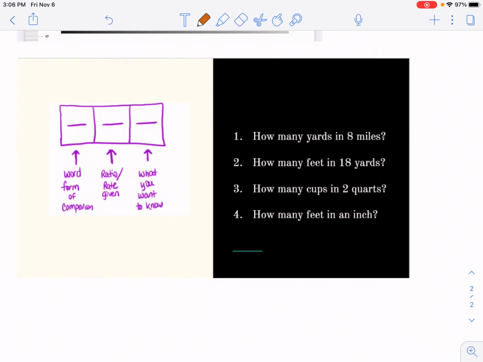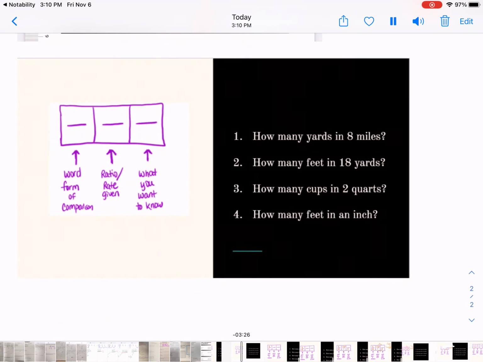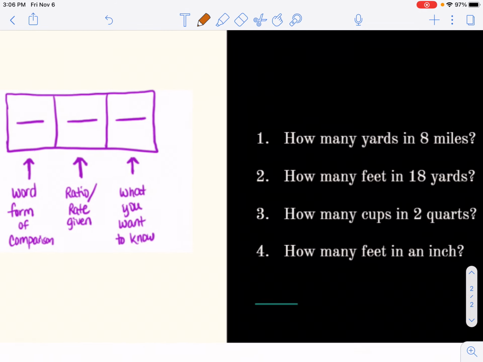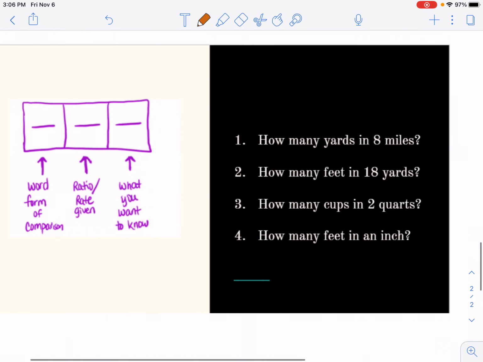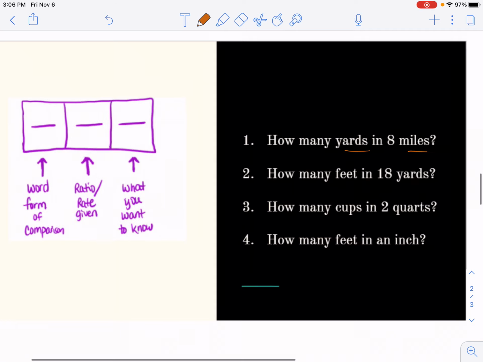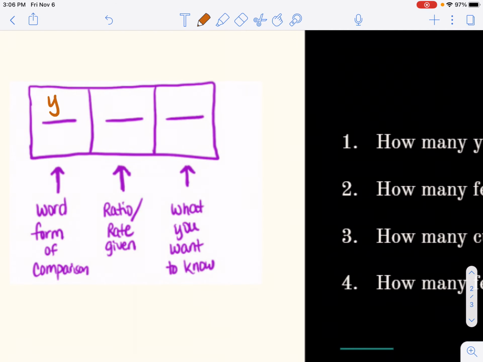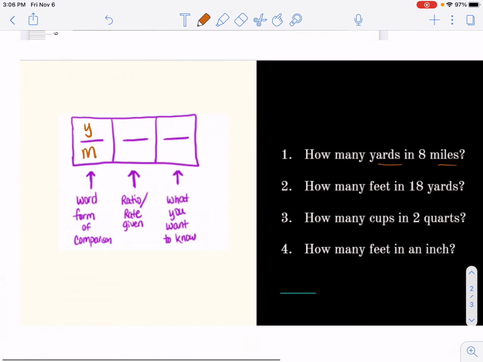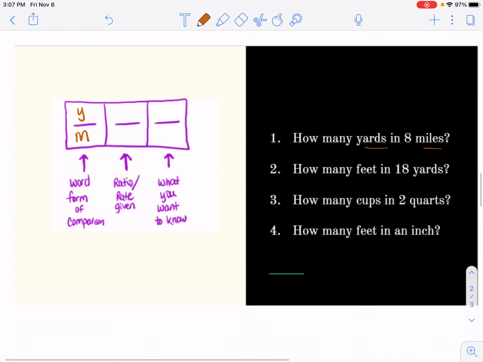Number 1 wants to know how many yards are in 8 miles. So I'm going to use my box over here to write what I know. The two things I'm talking about are yards and miles. So I'm going to say yards and miles. I need to put what I know in the second box.